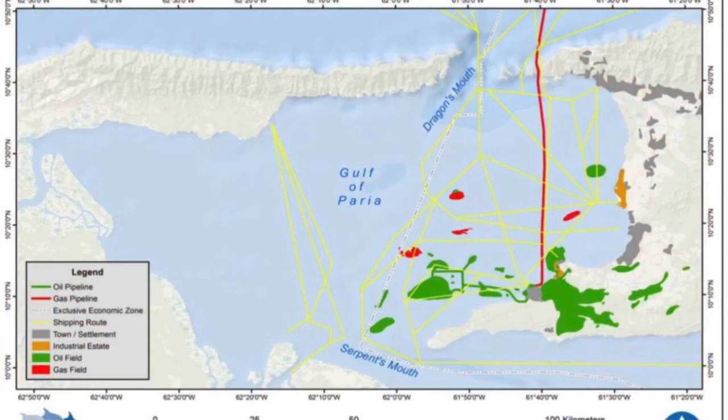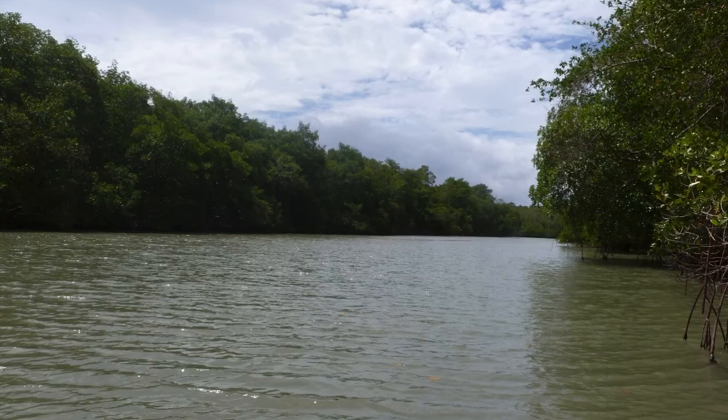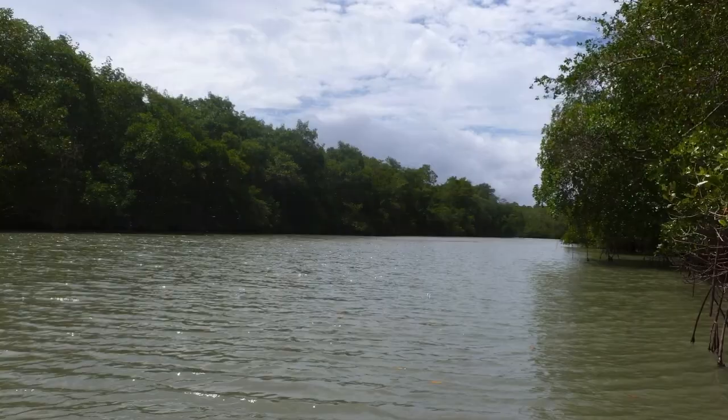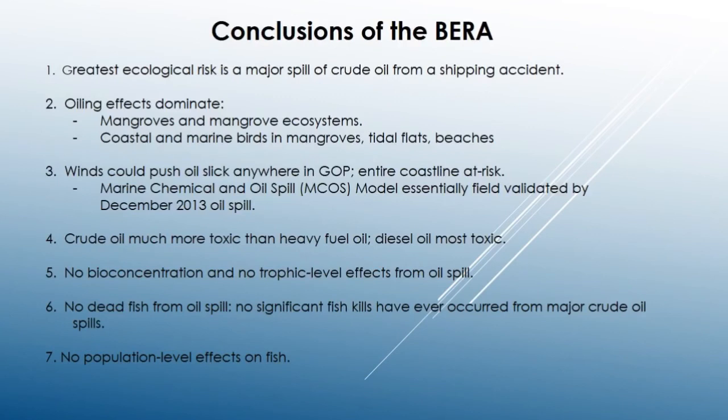The greatest ecological risk to the Gulf of Paria is from a major spill of crude oil, especially from a shipping accident, with the direct effects of oiling dominating the ecologically significant effects of an oil spill. Mangroves and mangrove ecosystems are particularly vulnerable to oil and can be significantly affected by crude oil spills. A major spill of crude oil could constitute a catastrophic disaster for Trinidad mangrove ecosystems in the Gulf of Paria, from which they would not readily recover.